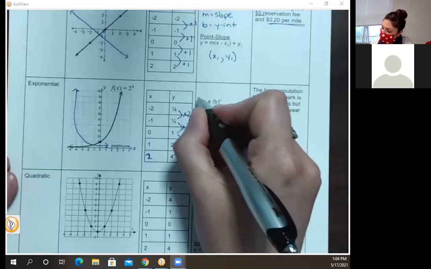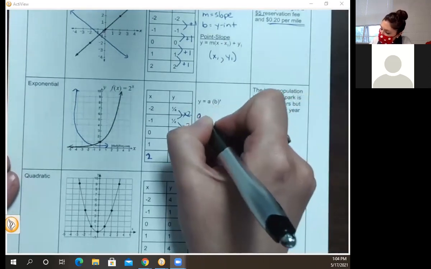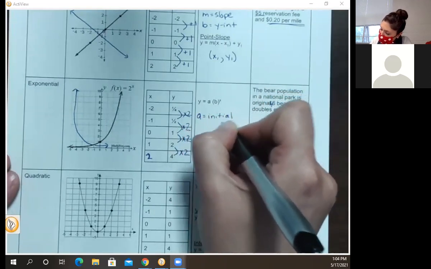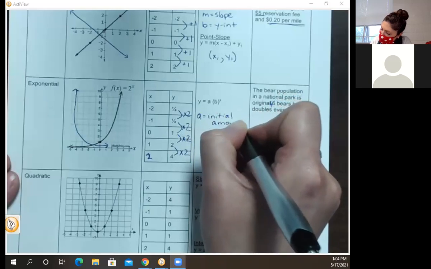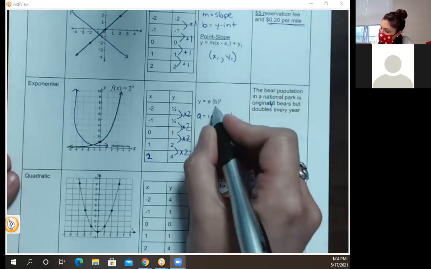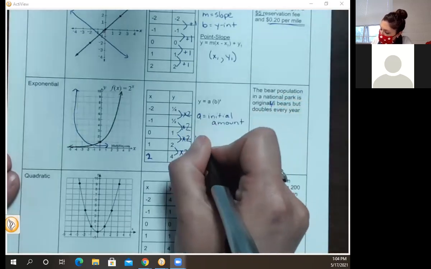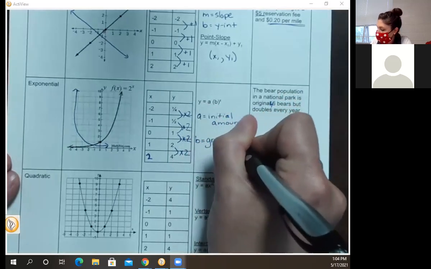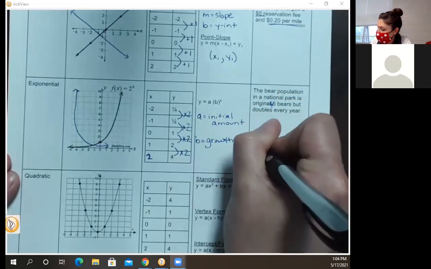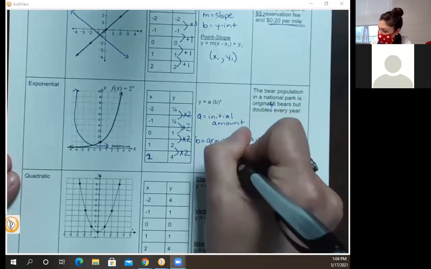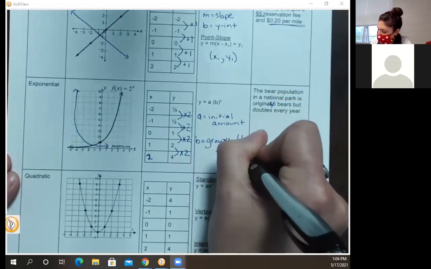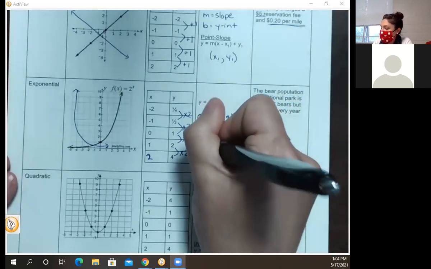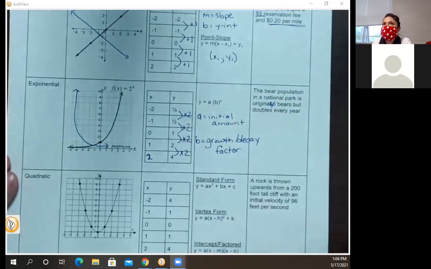Our exponential functions have this form. A is our initial amount. And then B, the base for our exponent, is our growth or decay factor. So this would be, for our table, what we multiply by every time.